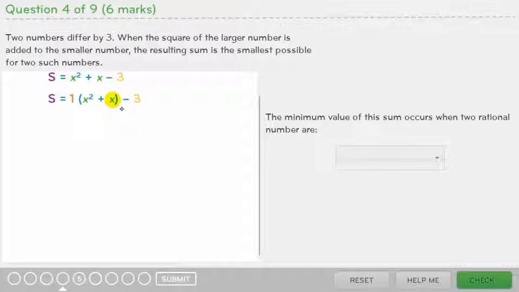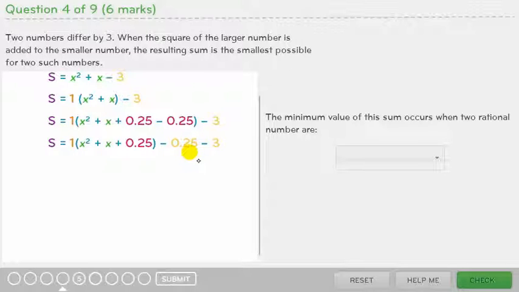Now from here, we'll take our b term, or our x term in this case, we'll divide it in half, and then square it. We divide x in half. The coefficient, of course, is 1. Half of 1 is 1 half. And half squared is plus 0.25 and then minus 0.25. Next, the negative 0.25 will be multiplied by the leading coefficient 1, which gives us negative 0.25 outside. Now we can gather our like terms. Negative 0.25 minus 3 is negative 3.25. And we're ready to complete our square.